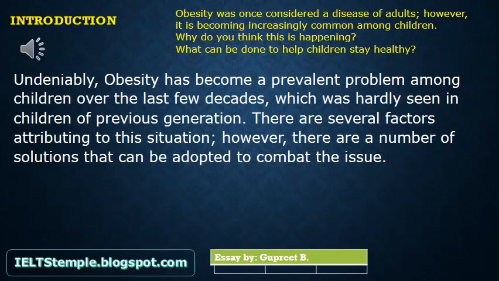Undeniably, obesity has become a prevalent problem among children over the last few decades, which was hardly seen in children of previous generation. There are several factors attributing to this situation. However, there are a number of solutions that can be adopted to combat the issue.